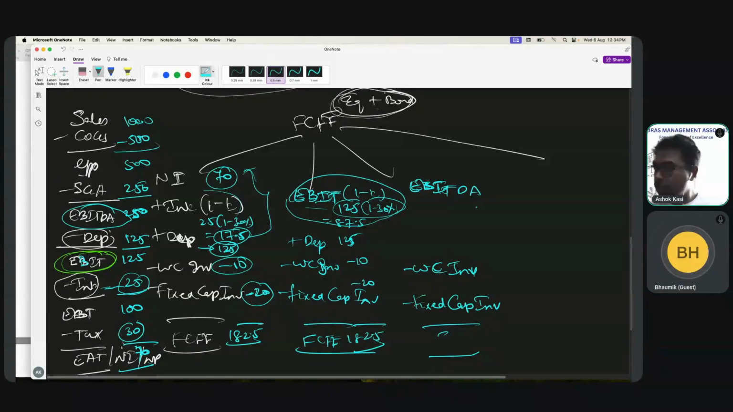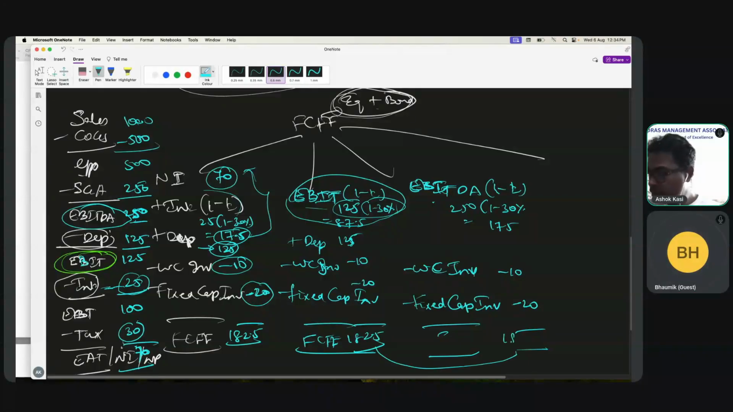The next one, EBITDA. Even here I'm going to pay tax. So now 250 EBITDA. This time it should not match, and there is a reason, I'll tell you. EBITDA is 250. 250 into 1 minus 30 percent is 175. Minus working capital 10, minus 20, the answer is 145. So what is the difference coming? 182.5 minus 145 is 37.5.